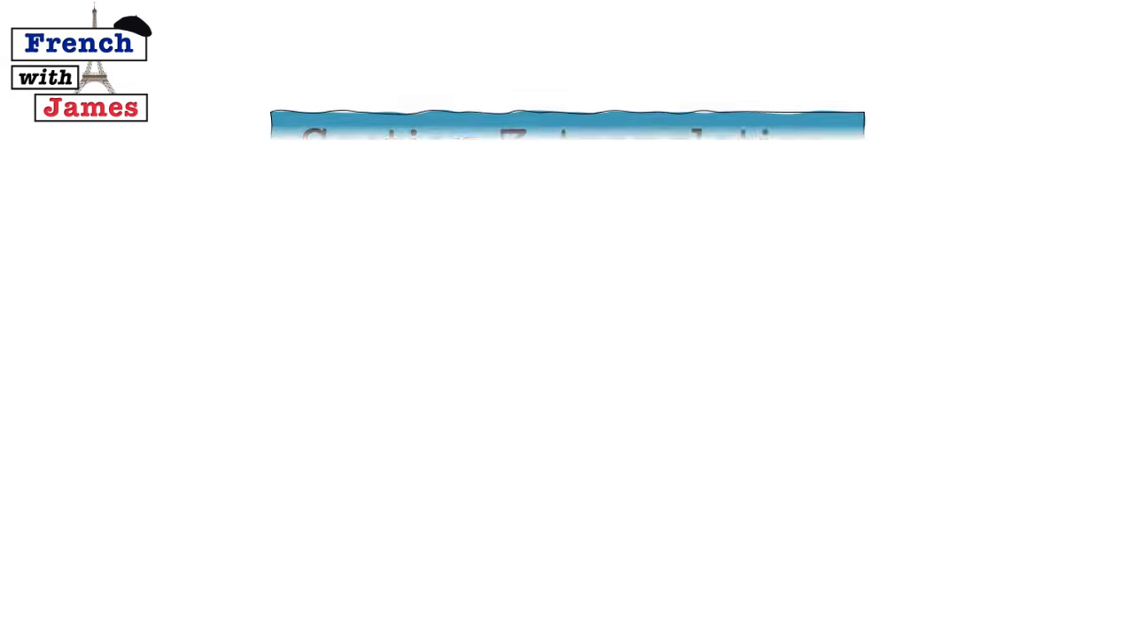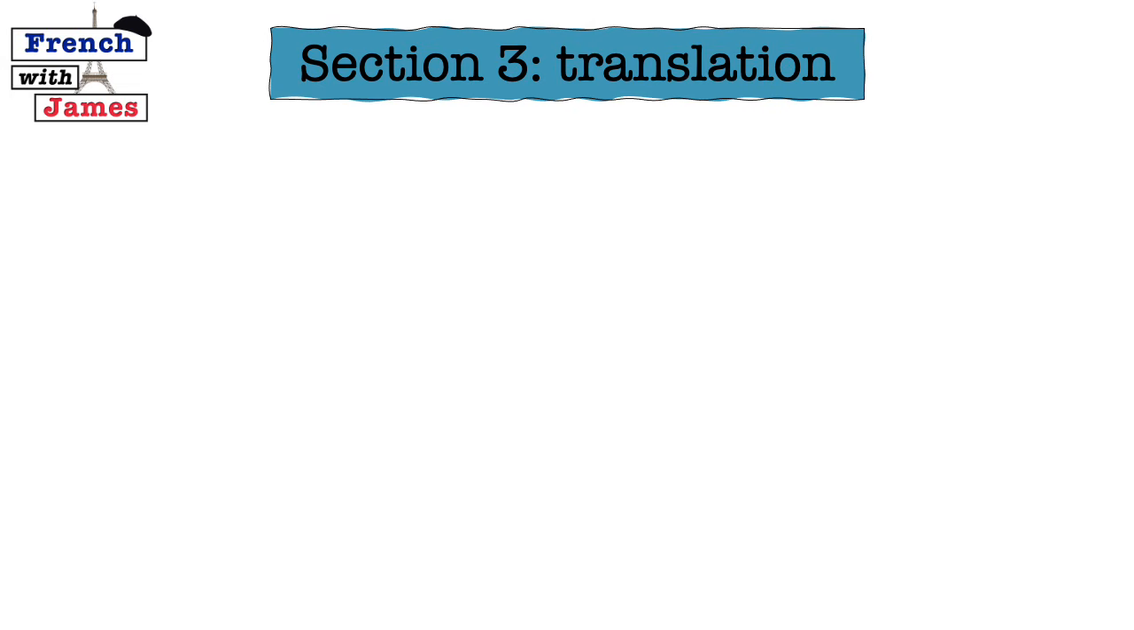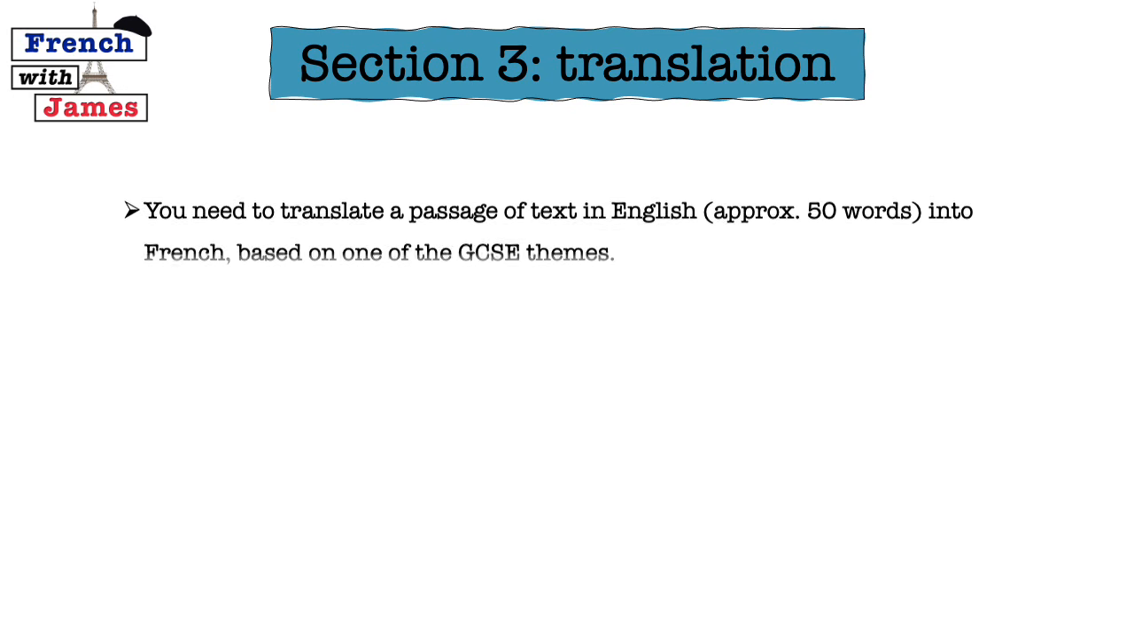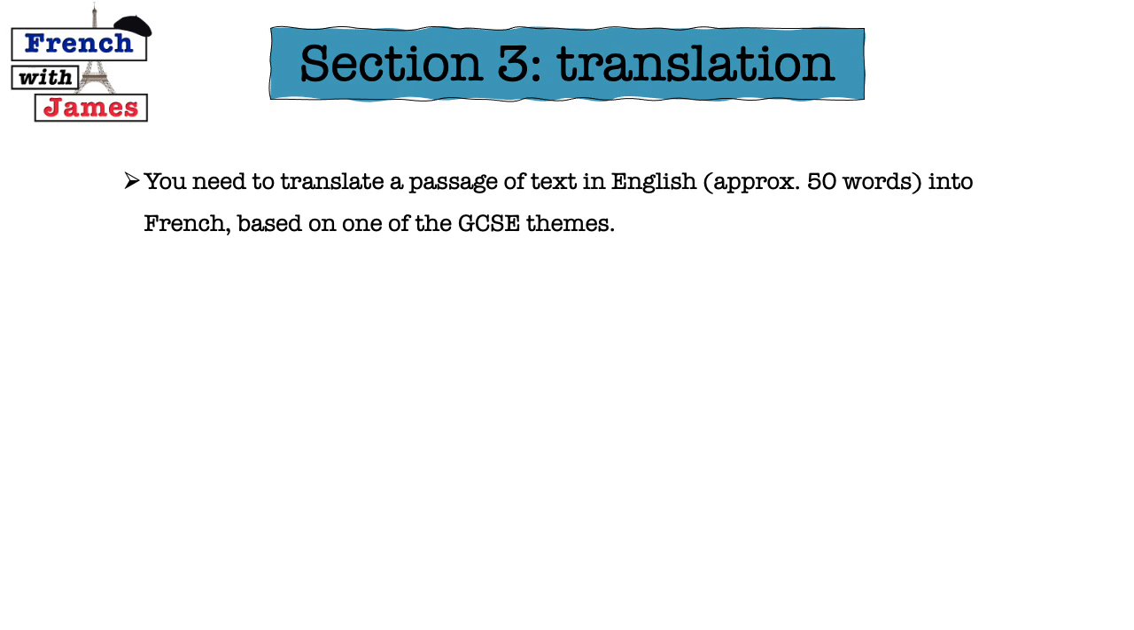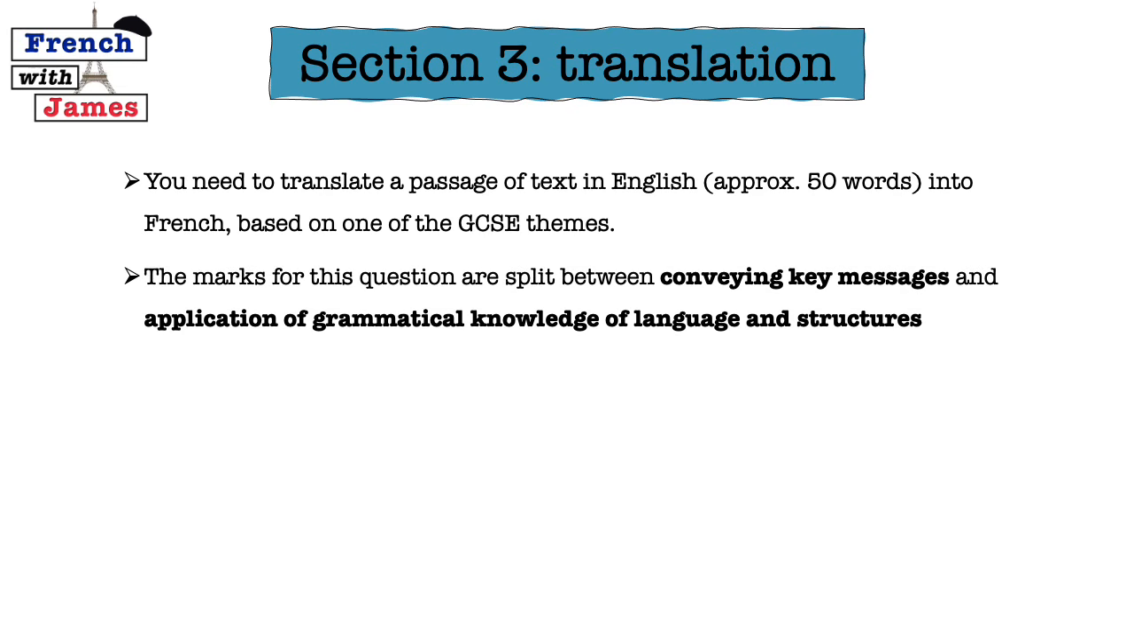The final section, section 3 of the higher GCSE French exam, is translation. Now for this one you need to translate a text from English, it's about 50 words long, into French, and it's going to be based on one of the GCSE themes. The marks for this question are split into 2 categories. The first one is conveying key messages, which basically means you're getting the message across, even if not perfectly, it's understandable.